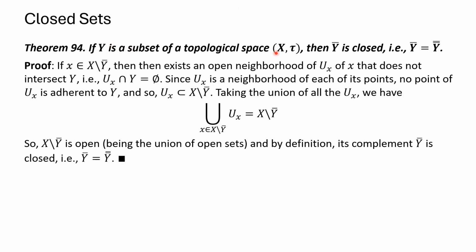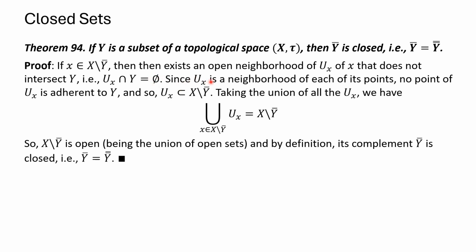We have another theorem that's exactly the same as what we had for metric spaces. If Y is a subset of a topological space, then the closure of Y is closed. In other words, the closure of Y equals the closure of the closure of Y. So let's prove that. If x is an element of the complement of the closure of Y, then there exists an open neighborhood U sub x of x that does not intersect Y. In other words, U sub x intersection Y equals the empty set.